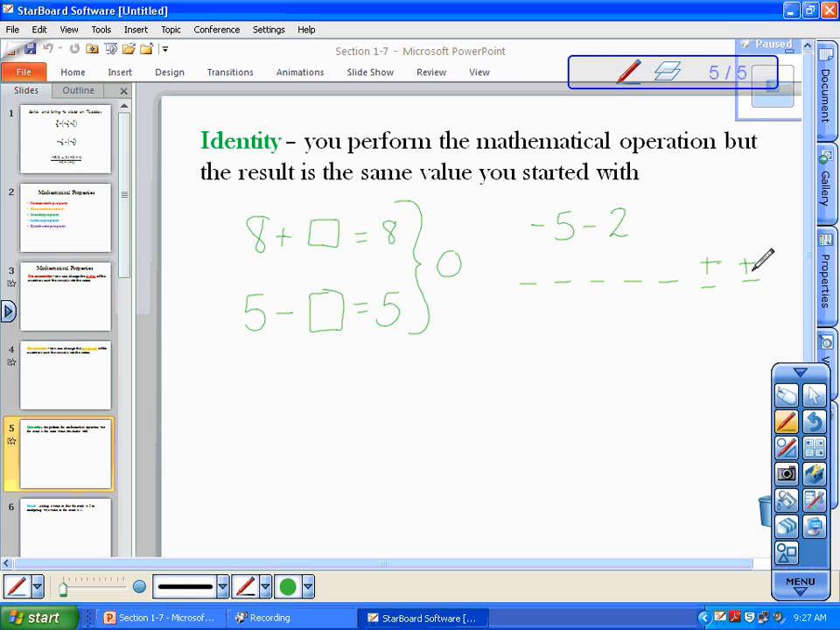So this is the identity property. What we're saying is negative 5 plus 0 is still negative 5. This property allows us to add the 2 0 pairs. Once we had the 0 pairs, then we took away the 2 positives, and our final solution was negative 7.